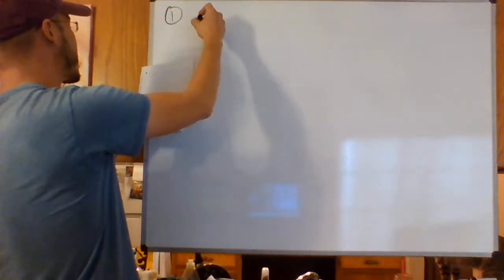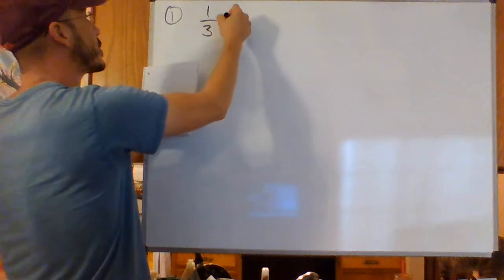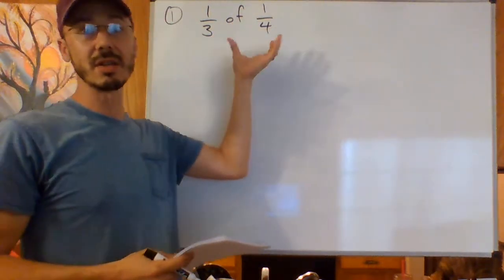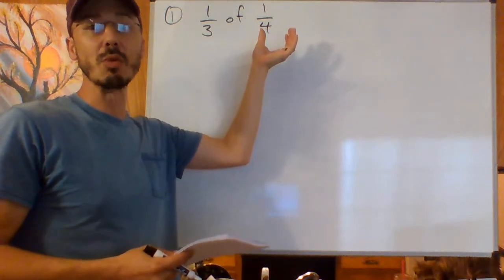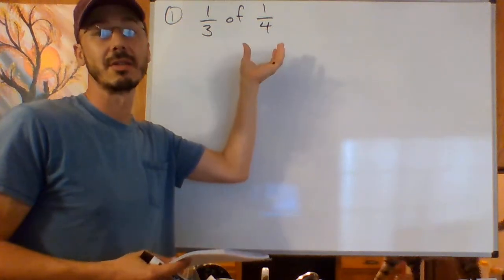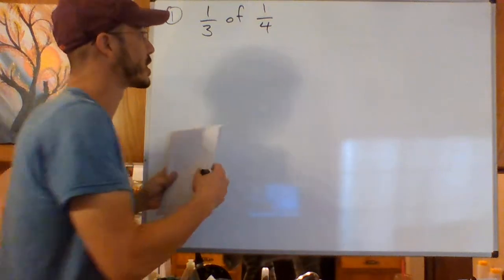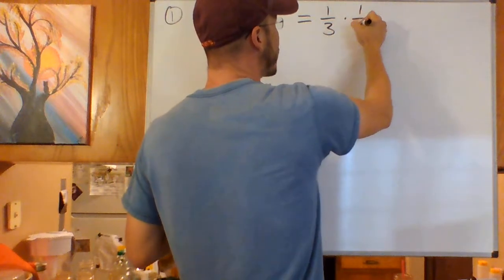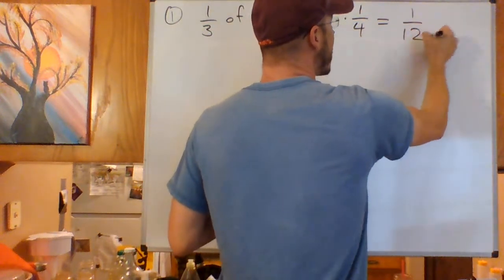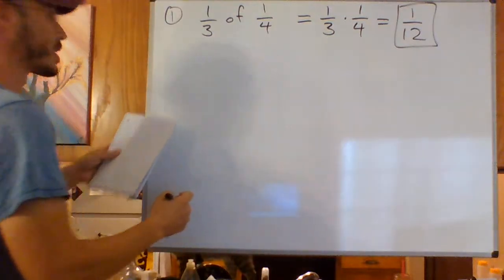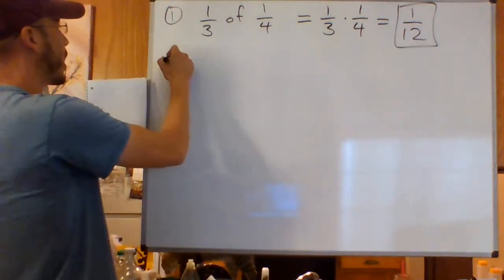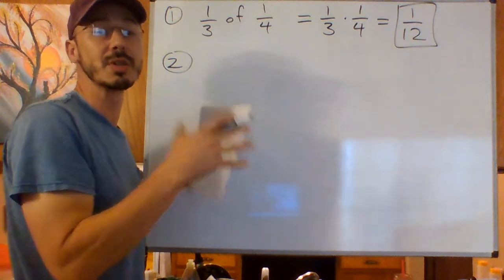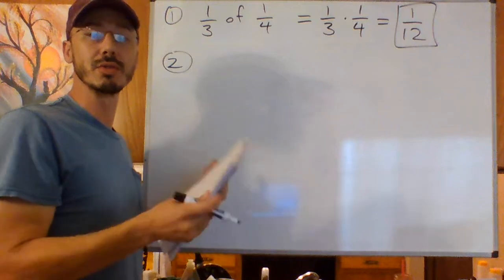The first problem I had was 1/3 of 1/4. Think of this as we've got 1/4 of something, and we want 1/3 of that. The easy way to translate this into math is to say 1/3 times 1/4, and that is 1/12. That's it. For number 2, it says to write the product in lowest terms, and all the problems are going to say that. They want you to reduce your fractions.